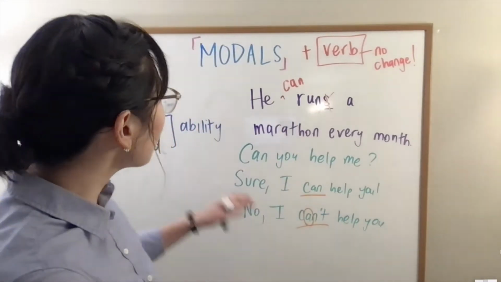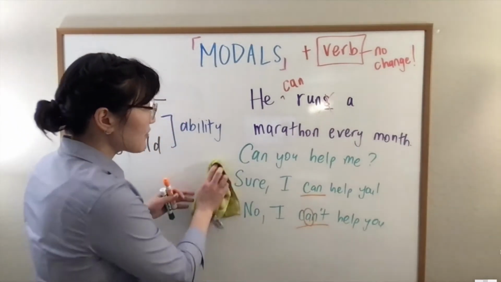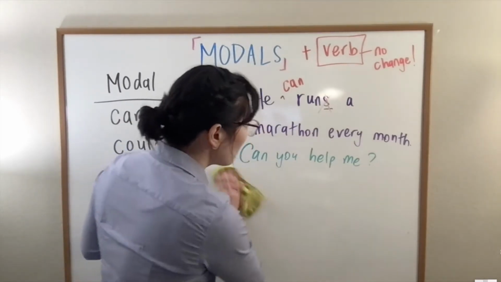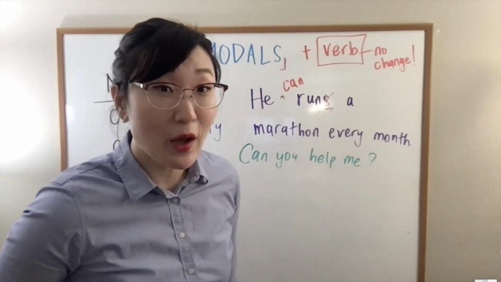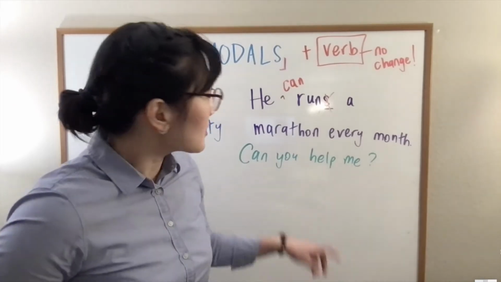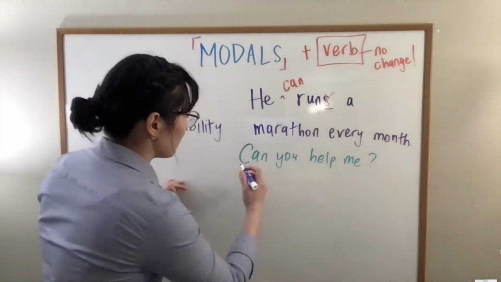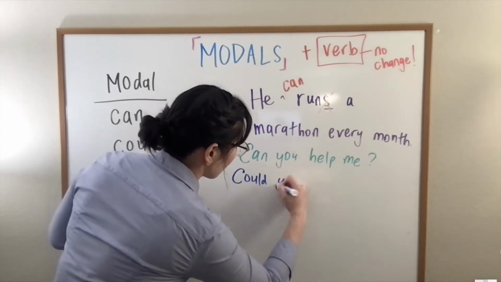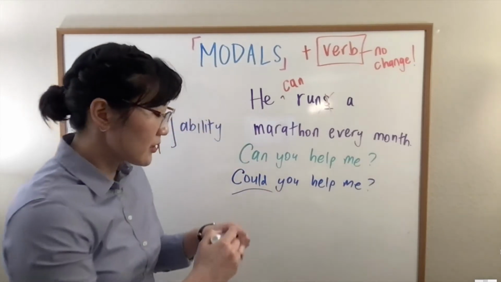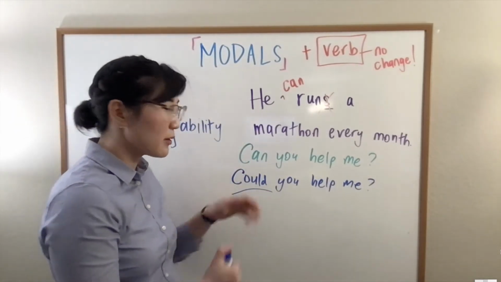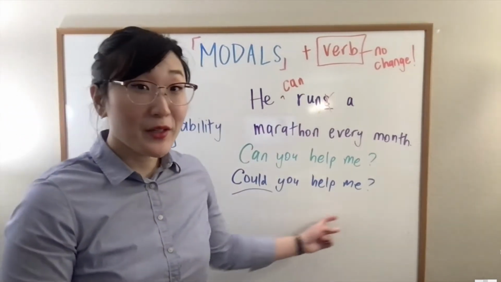Okay? So once again, these are modals that express ability. Sometimes, if you want to be more formal, for example, if you want to ask your boss or your teacher or a stranger for help, you can be more formal and use the word could. Could you? Could, as we know, is also the past tense of can. But right now, we are only focusing on the present. Could you help me?